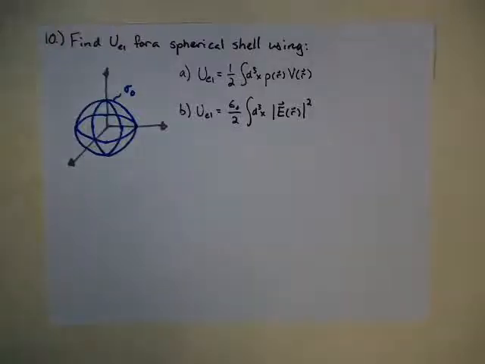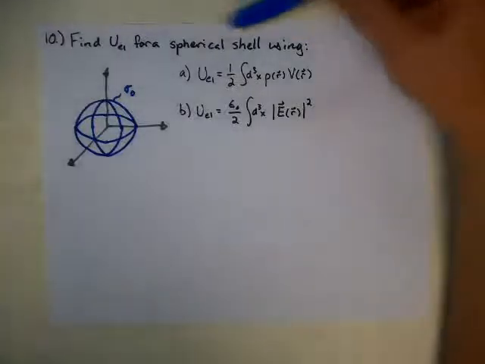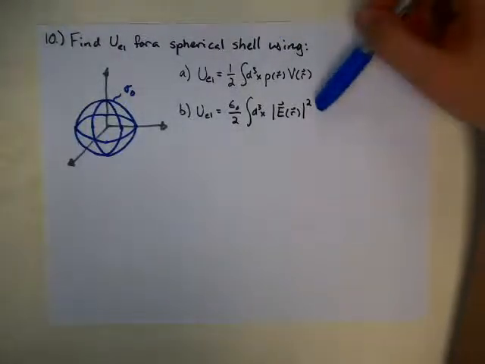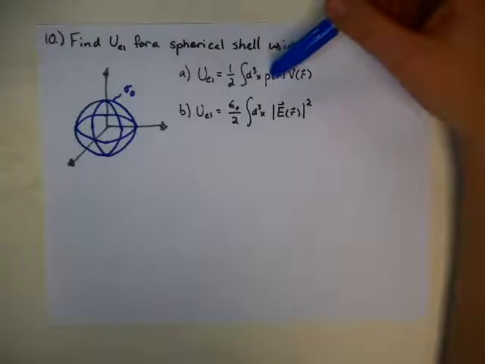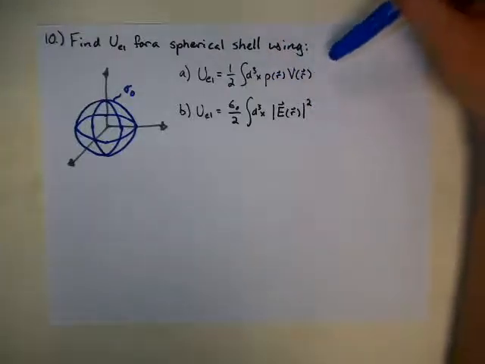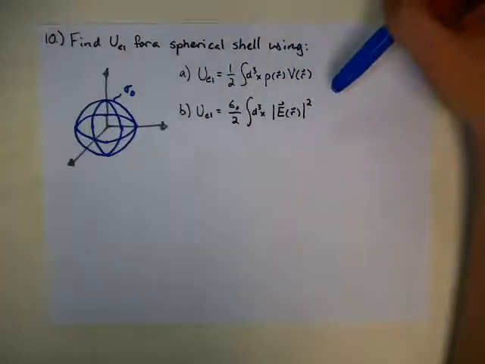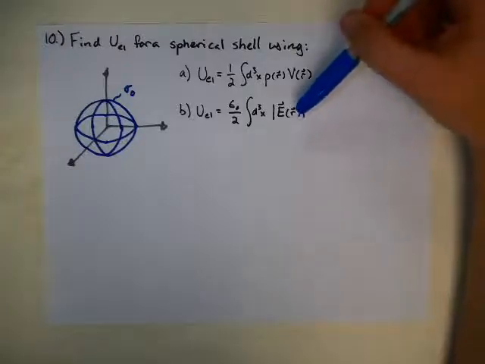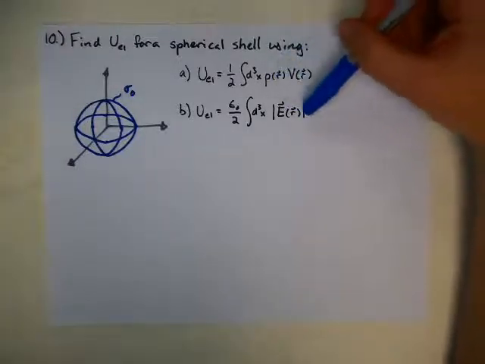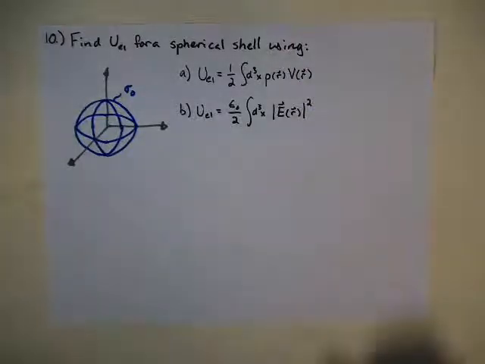Homework 3, problem 10. Find the electrostatic potential energy for a spherical shell using these two formulas. The first one is essentially this QV formula that we had before, but now it's the integrated form. And the other one is kind of a neat little trick to turn this formula into a product of the electric fields. So let's go through each one.